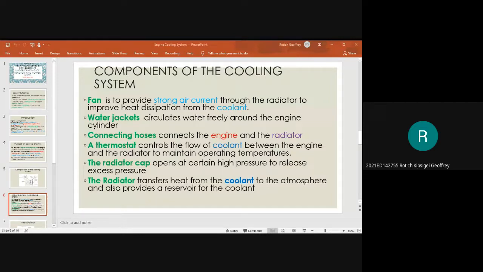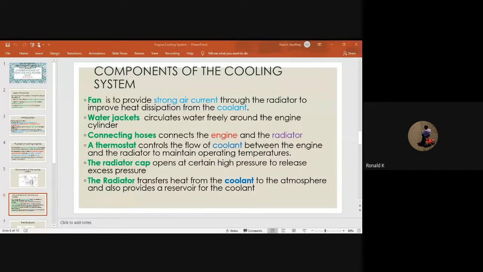And we are going to look at the functions of each part or component of an engine cooling system. So let's have Ronald take us through the functions of each component. Yes, Mwalimu, thank you for this opportunity. Number one, we have a fan. A fan is meant to provide a strong air current through the radiator to improve heat dissipation from the coolant. Two, we have a water jacket. They circulate water freely around the engine cylinder.